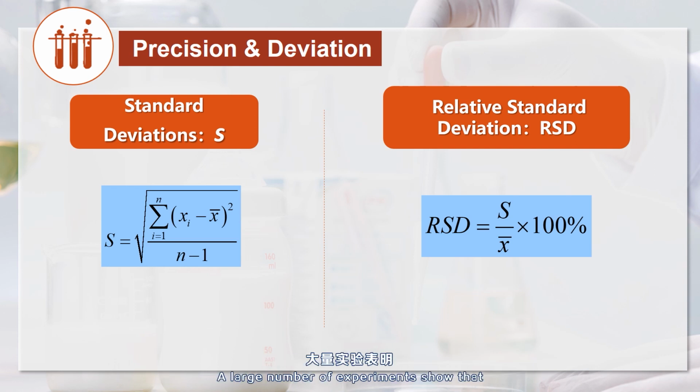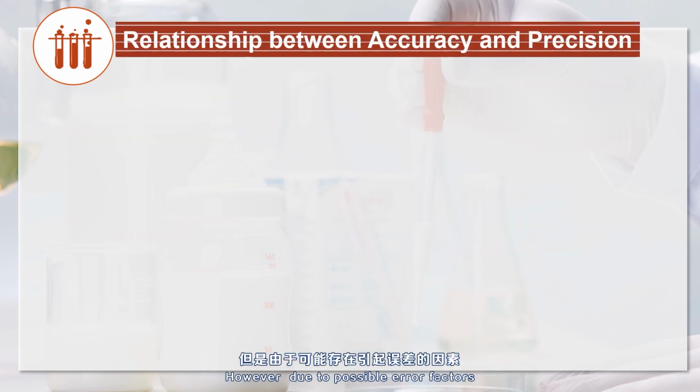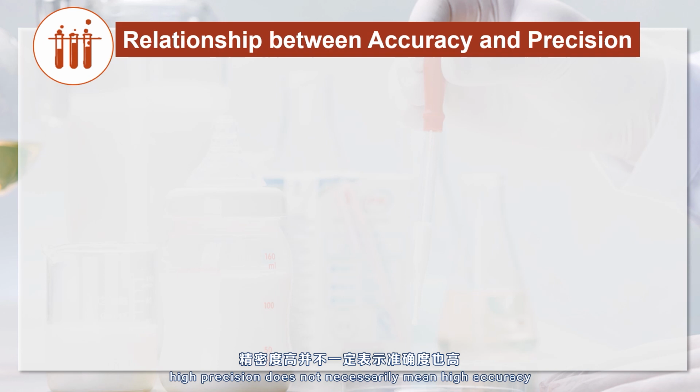A large number of experiments show that accuracy is related to precision. Generally, the high precision of the measured value indicates the stable determination condition, which is a prerequisite for high accuracy. However, due to possible error factors, high precision doesn't necessarily mean high accuracy.